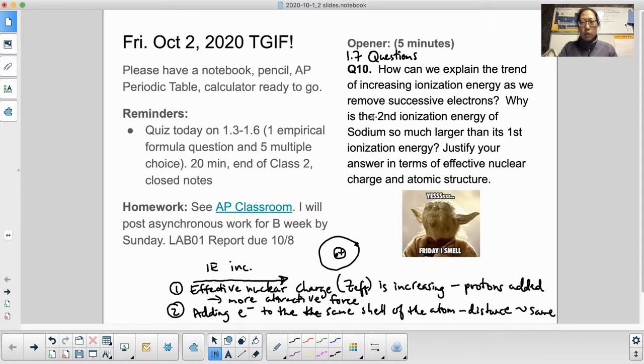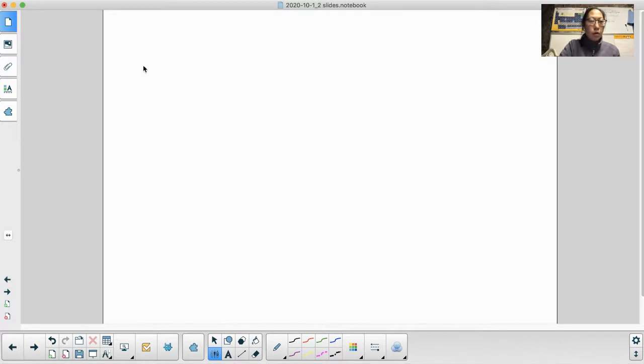Now, the next question asks, why is the second ionization energy of sodium so much larger than the first ionization energy? So let's take a look at what that actually means. What's the difference between the second ionization energy and the first ionization energy? For sodium, remember sodium is number 11 on the periodic table, so it has 11 electrons, 11 protons. We're not going to concern ourselves with the neutrons because these are the charged particles.